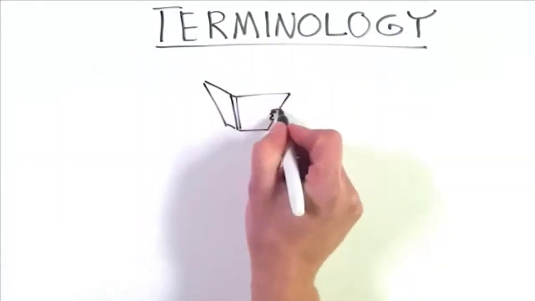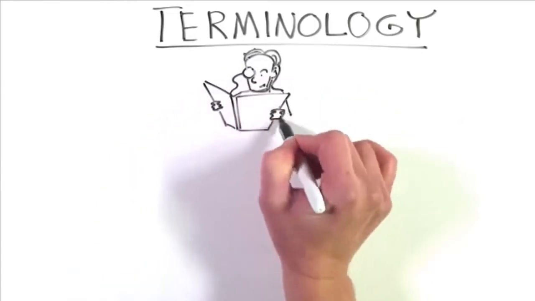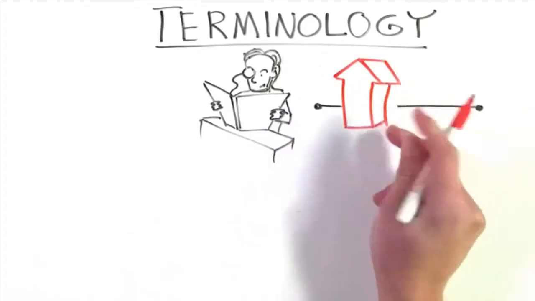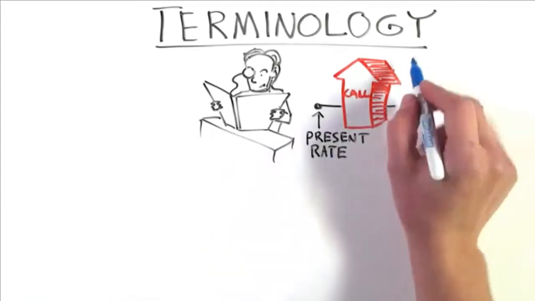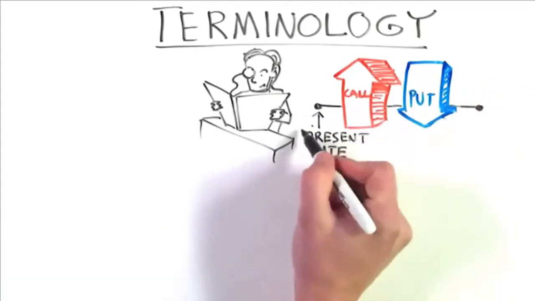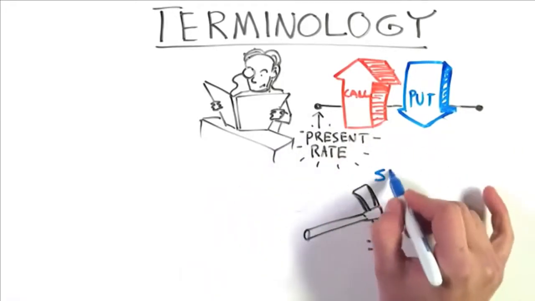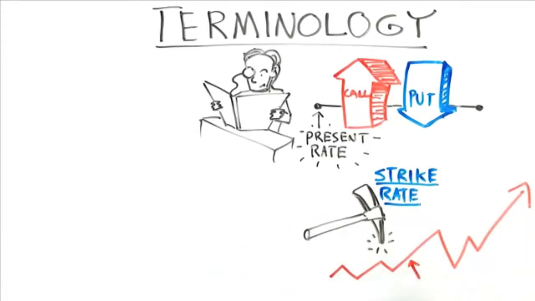Now, let's recap some of the terms we've learned and have a look at some more popular binary option terminology. Call. You choose call when you predict that the price of the asset will rise higher than the present rate. Put. You choose put when you predict that the price of the asset will fall below the present rate. Strike rate. This is the rate at which you buy the option, and this rate will determine the success and failure of your trade.